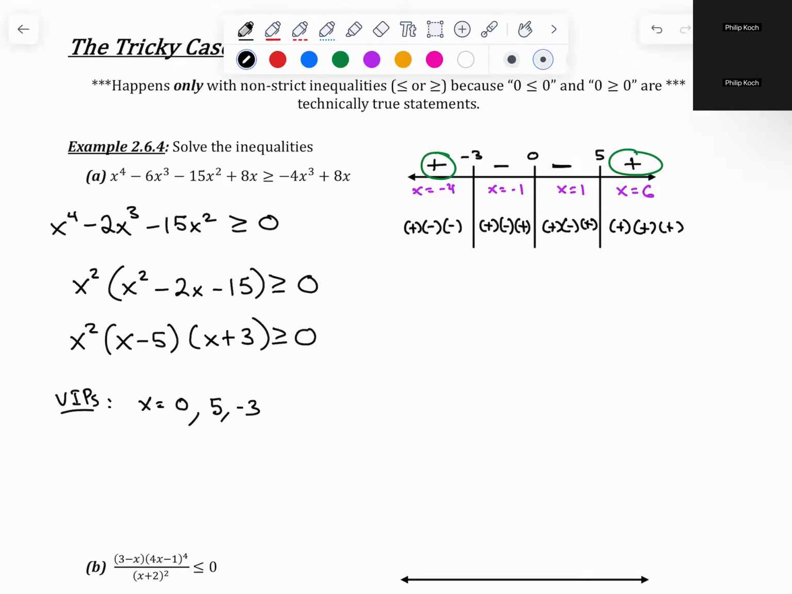John Doe student writes the answer as negative infinity to -3 bracket union bracket 5 to positive infinity. Don't write this. This is not correct, technically speaking. I mean, you can actually fix it at the end. So that is almost all of it.